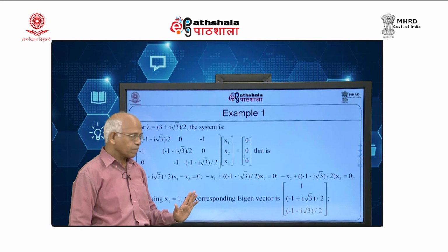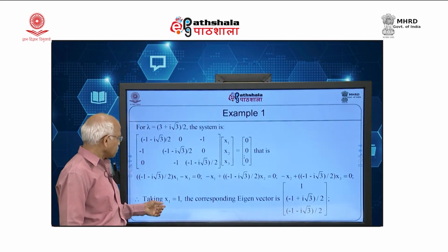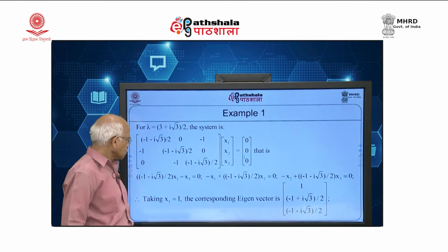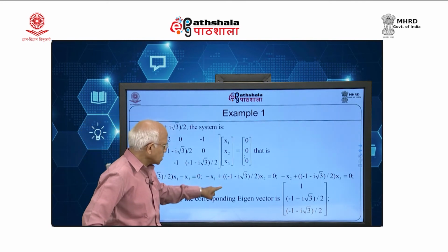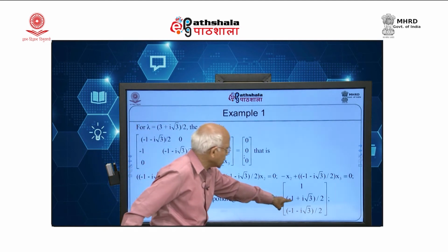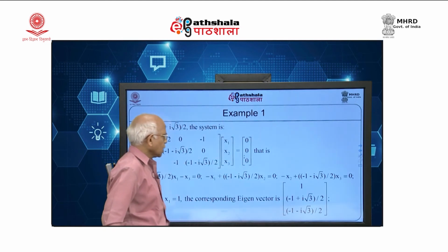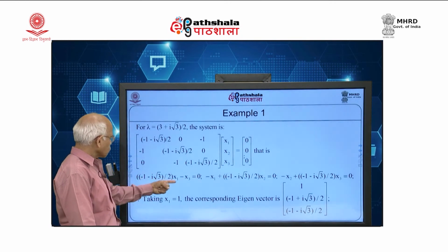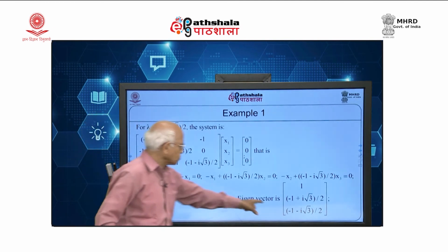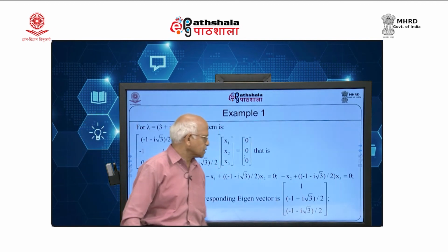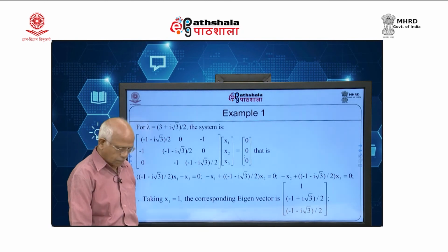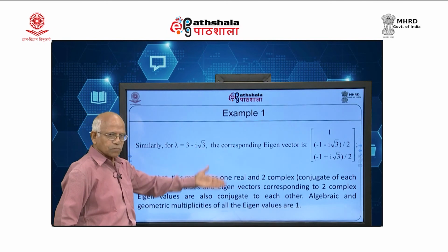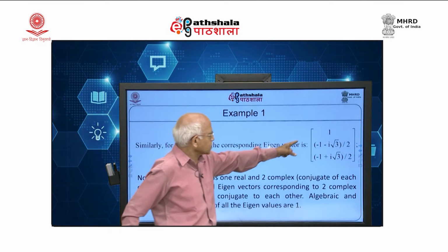So, this is what I will get, and you can see that if I select x 1 equal to 1, then I will be getting x 2 as 1 upon this, and by complexity I can say that it will be minus 1 plus I root 3 by 2, and x 3 I will get from here directly. So, x 1 equal to 1, and x 3 will be equal to minus 1 minus I root 3 by 2. So, we can get this as the eigenvector. Similarly, for lambda equal to 3 minus I root 3, you can follow the same procedure and get its eigenvector.